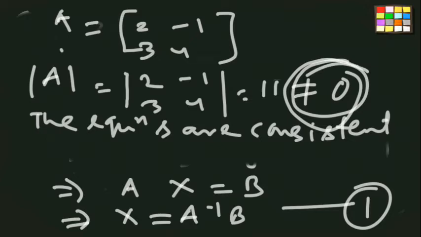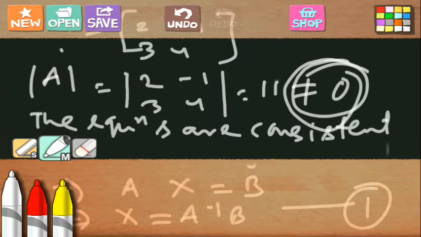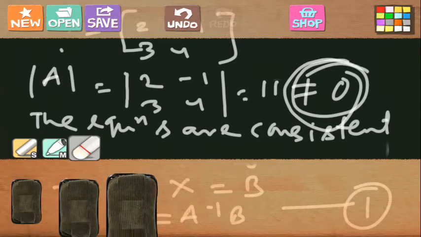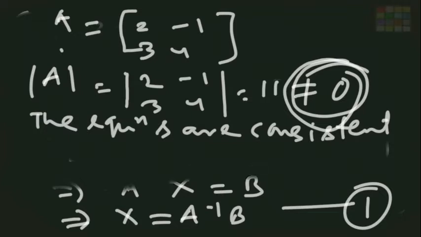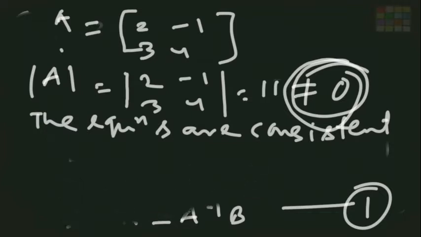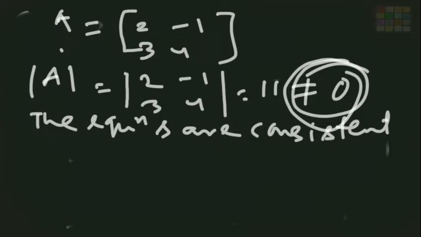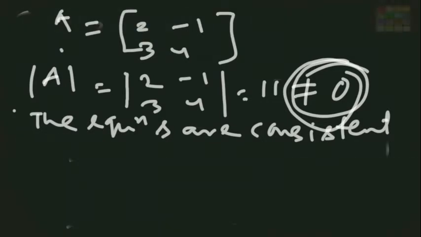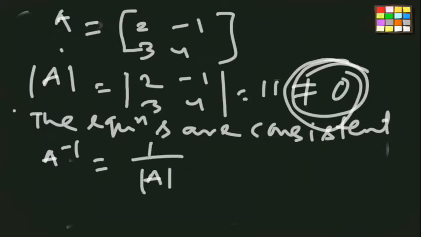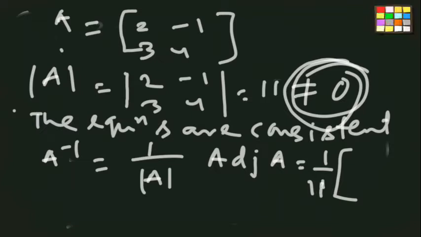Now, after confirming they are consistent, what I will do is find A inverse. If you recall, our A inverse formula was 1 by determinant of A multiplied by adjoint of A, right? So now this is 1 by 11 multiplied by the adjoint of a 2 cross 2 matrix.